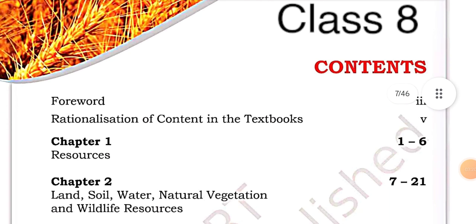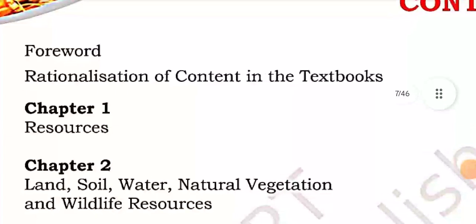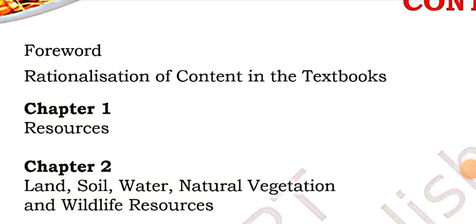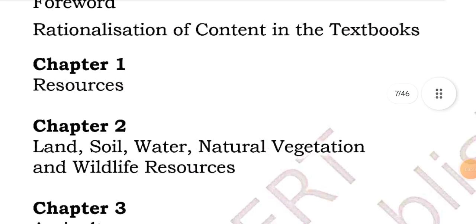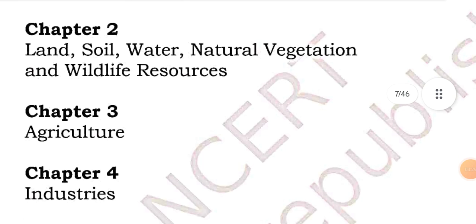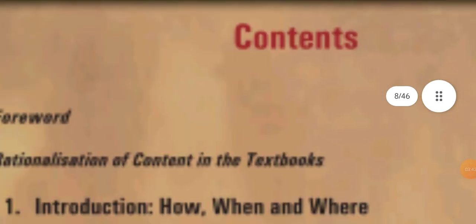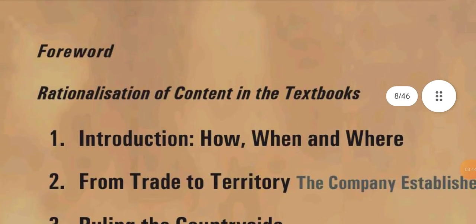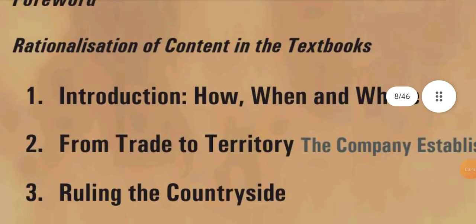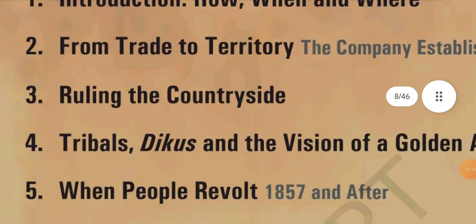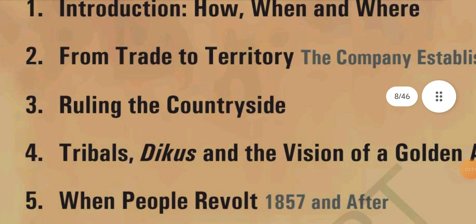Class 8 Contents. Geography. Foreword. Rationalization of content in the textbook. Chapter 1 Resources. Chapter 2 Land, Soil, Water, Natural Vegetation and Wildlife Resources. Chapter 3 Agriculture. Chapter 4 Industries. Chapter 5 Human Resources. History. Contents. Foreword. Rationalization of content in the textbook. 1. Introduction: How, when and where. 2. From trade to territory.